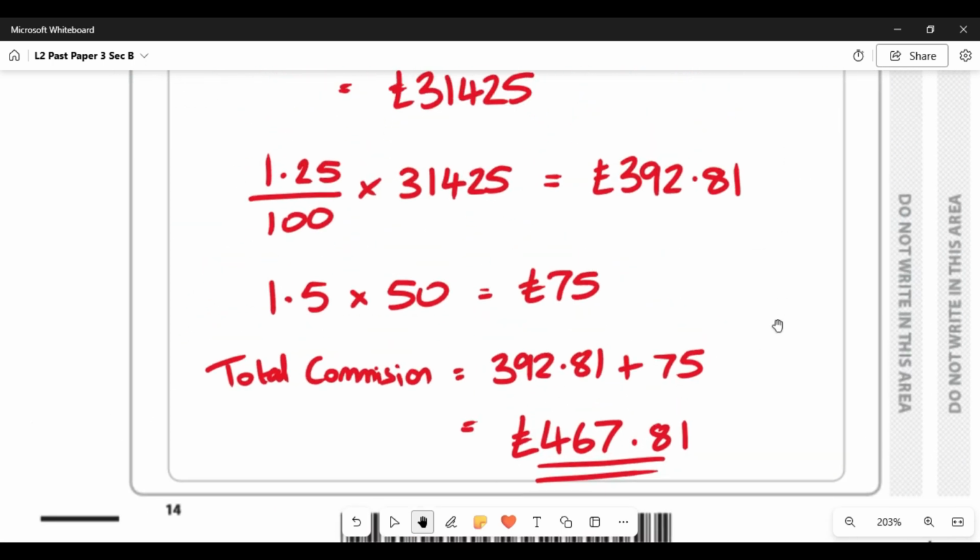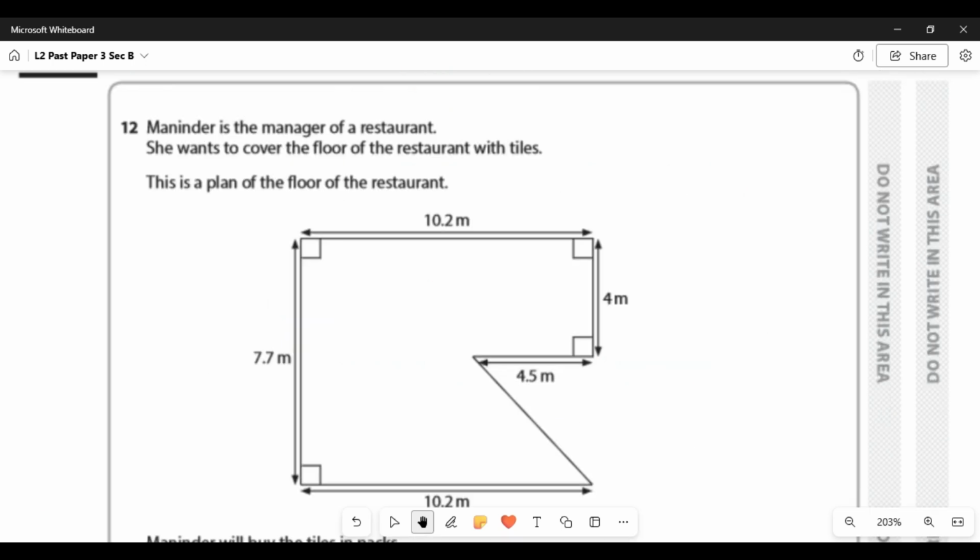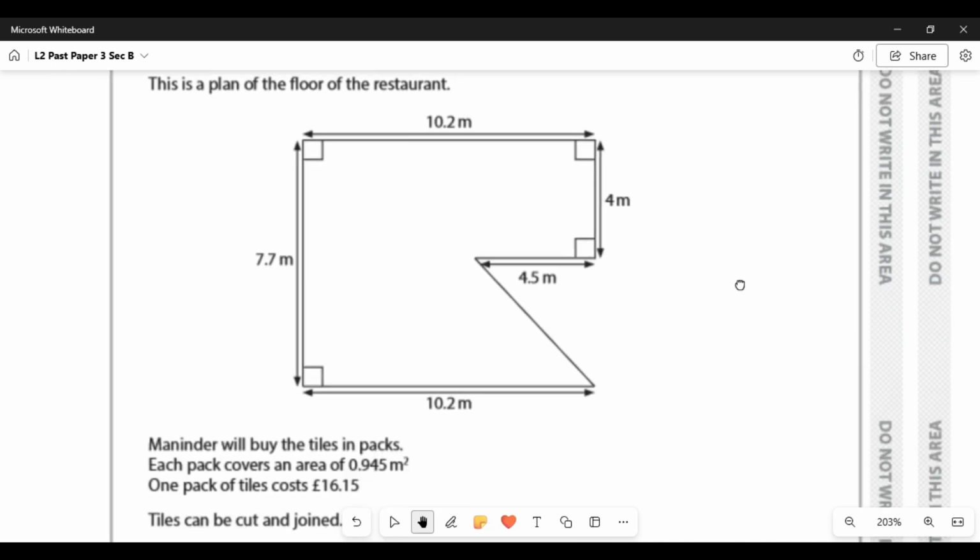Well, let's move on to the next question. Question 12. Meninda is the manager of a restaurant. She wants to cover the floor of the restaurant with tiles. This is a plan of the floor of the restaurant. Okay, it looks a bit weird, especially with this thing sticking out.